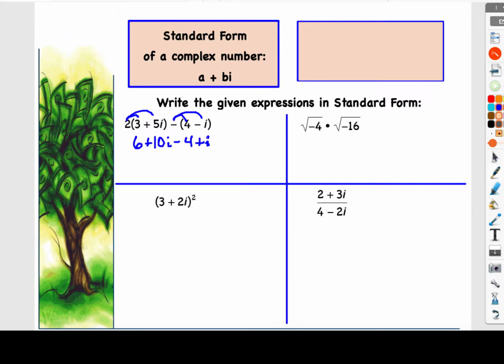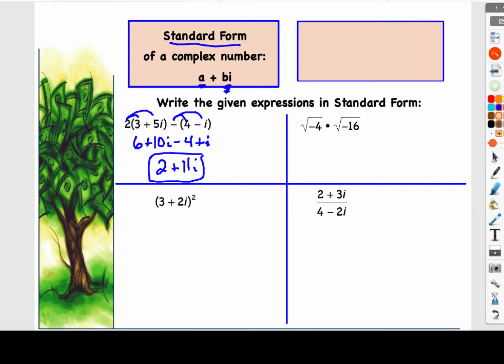And basically, we're going to get 6 minus 4 being the real part, and 10i plus 1i being the imaginary part of our answer. But we'll have a two-term answer in what we call the standard form of a complex number. a being the real part, and b being the imaginary part, or bi being the imaginary part of our standard number.